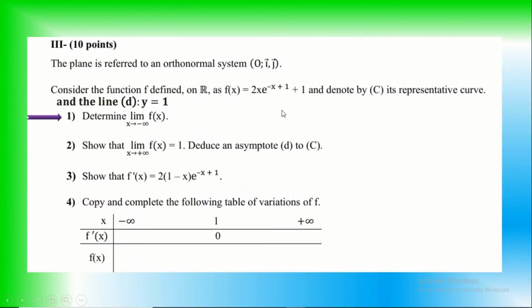Now let's start with functions. The plane is referred to an orthonormal system (O, I, J). Consider the function f defined on R as f of x equals 2x e to the power of (minus x plus 1), all plus 1. Denote by C its representative curve and D the line with equation y equal 1. Now determine the limit of f of x as x tends to minus infinity.